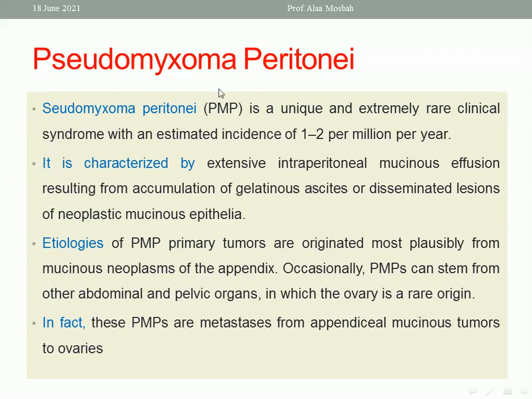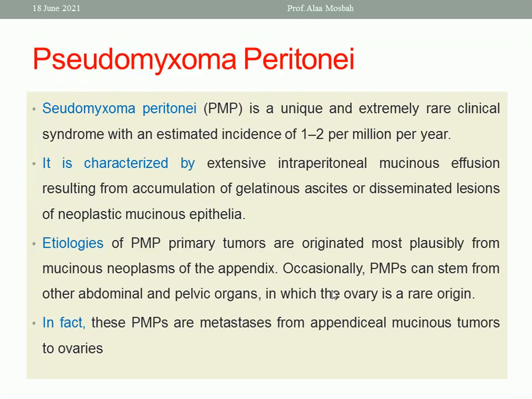What about the Pseudomyxoma peritonei? Actually, it is a unique and extremely rare clinical syndrome with an estimated incidence of 1 or 2 per million per year, characterized by extensive intraperitoneal mucinous effusion resulting from accumulation of gelatinous ascites or disseminated lesions of neoplastic mucinous epithelium.